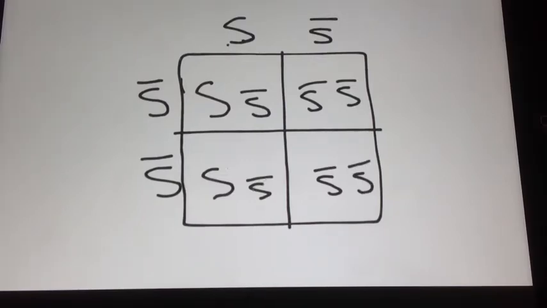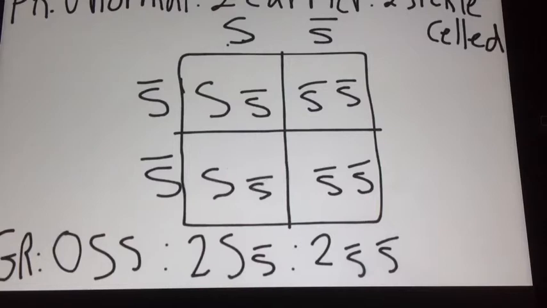The results of this cross will be a genotype ratio of 0 big S big S, 2 big S small s, and 2 small s small s. The phenotypes for their offspring would be 0 normal to 2 carriers to 2 with sickle cell blood.